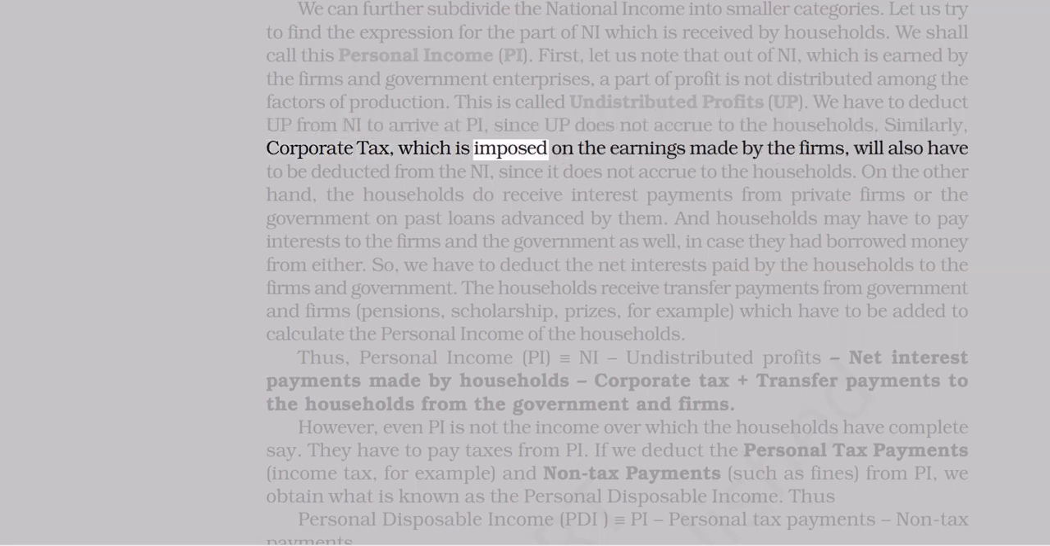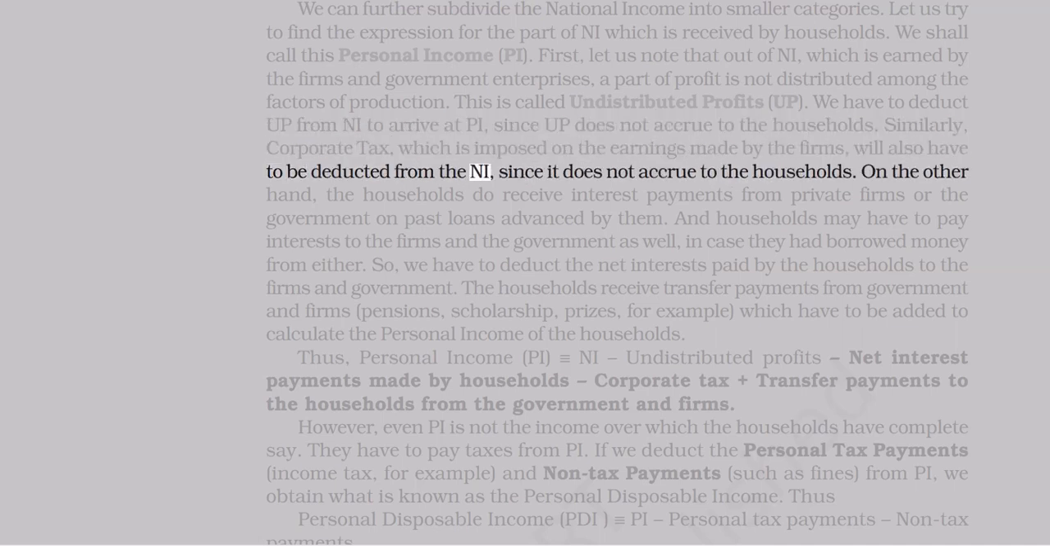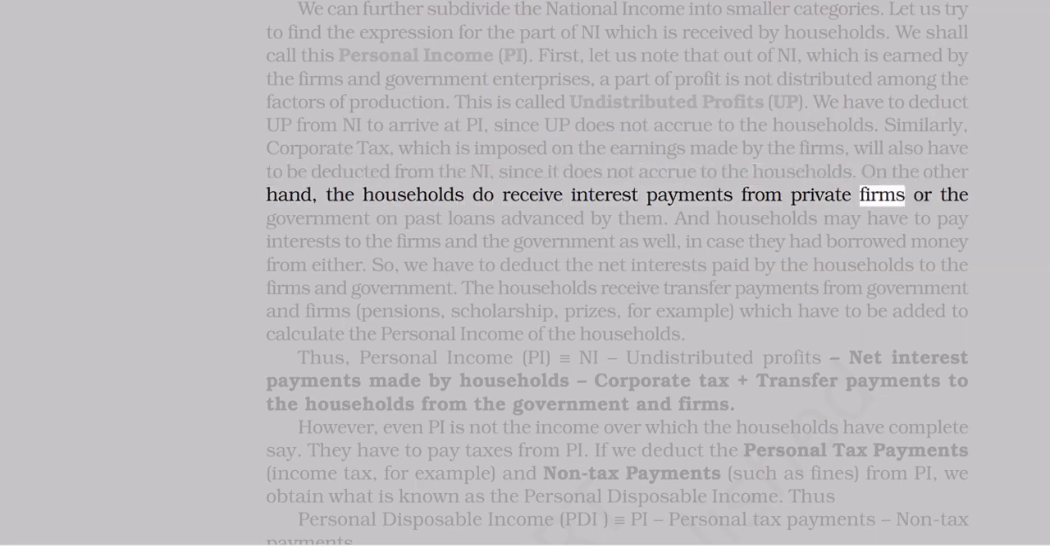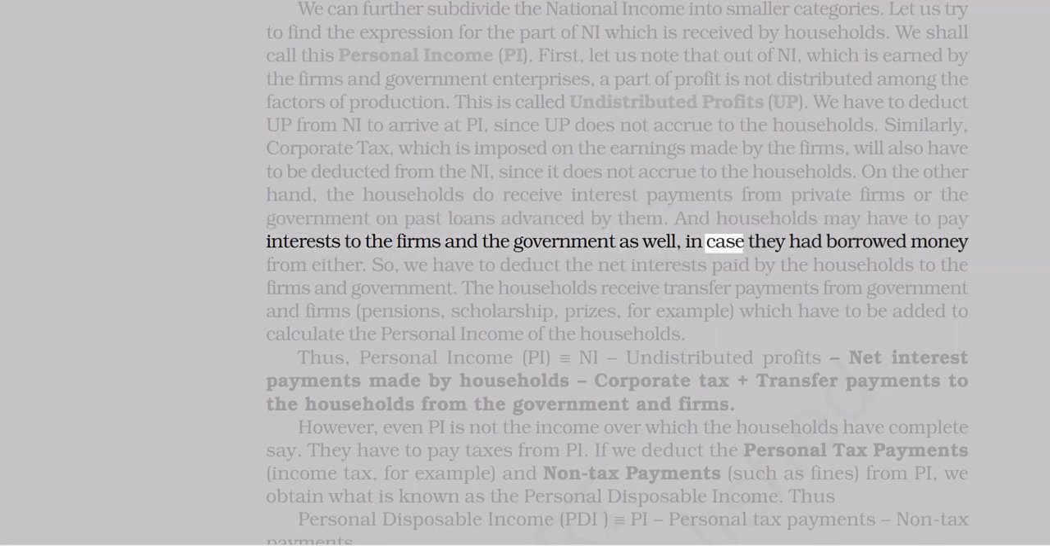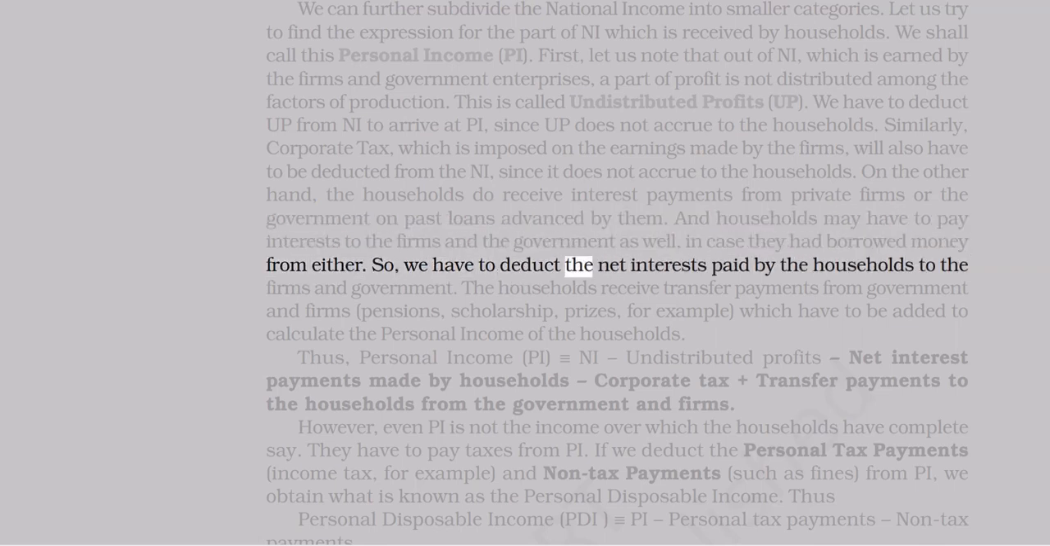Similarly, corporate tax, which is imposed on the earnings made by the firms, will also have to be deducted from the NI, since it does not accrue to the households. On the other hand, the households do receive interest payments from private firms or the government on past loans advanced by them. And households may have to pay interest to the firms and the government as well, in case they had borrowed money from either. So, we have to deduct the net interest paid by the households to the firms and government.